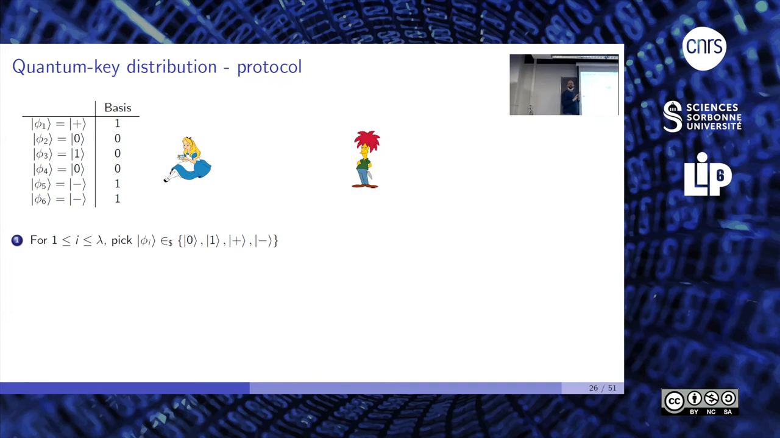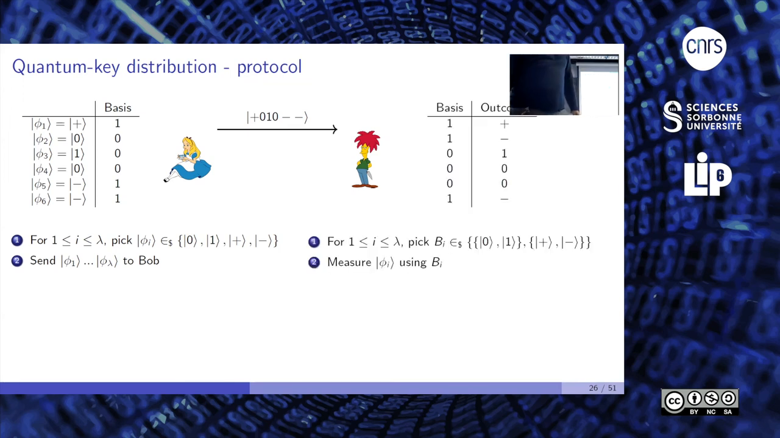So far, Alice just chose random states, and we keep this information about the basis just to be helpful to us later. And then Alice sends the qubits that she picked, in the form of random states, to Bob.